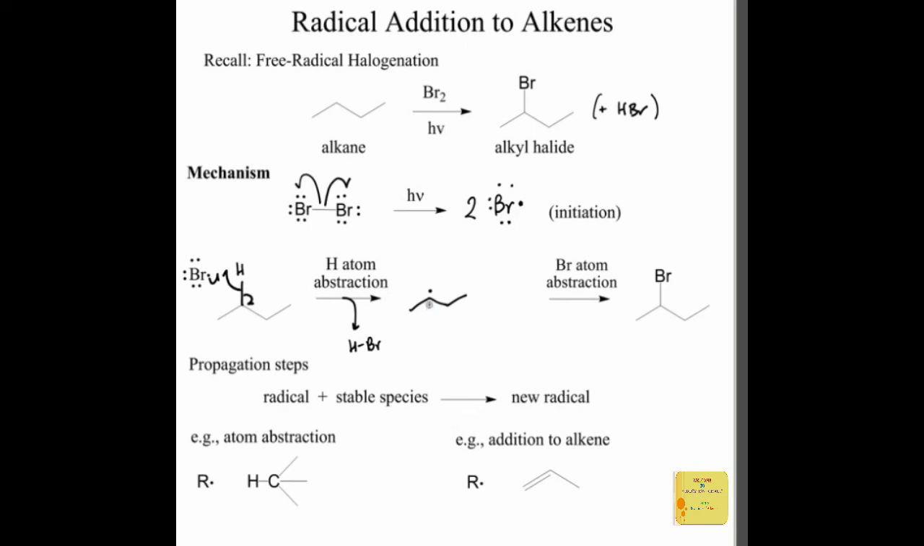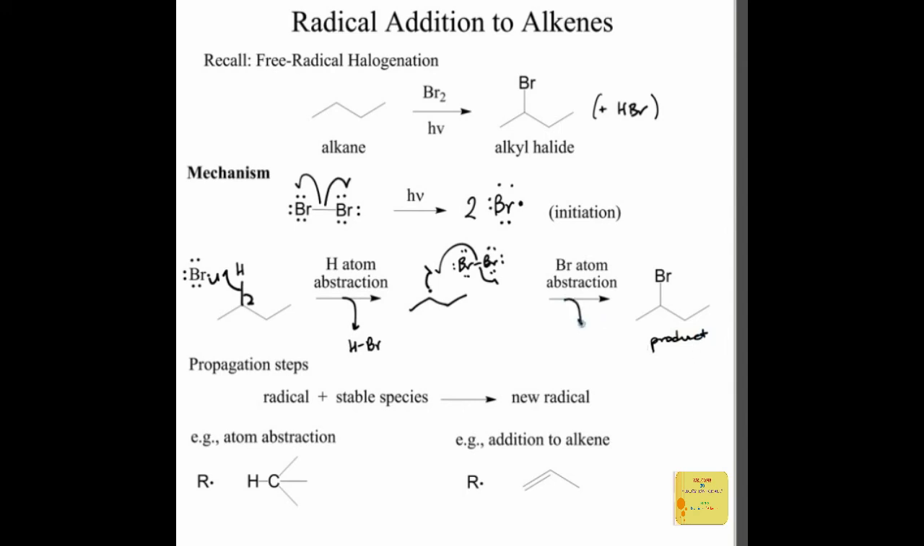What does this radical do? Same thing, atom abstraction. That's what radicals do. So in this case, it's going to go after bromine. It's going to take a molecule of bromine, and it's going to do a bromine atom abstraction. And we're going to, just like we did before, break this bromine-bromine bond. One electron pairs up with the radical. The other electron stays behind. So that's how we get our product. That's our bromination product.